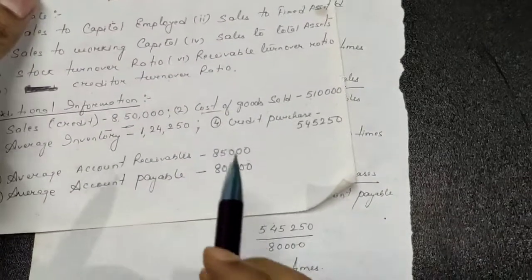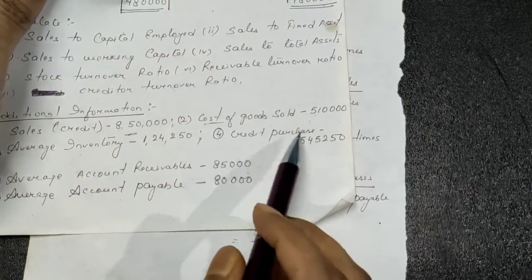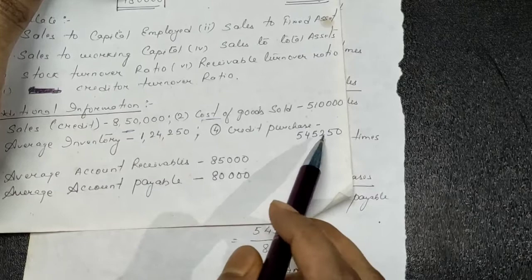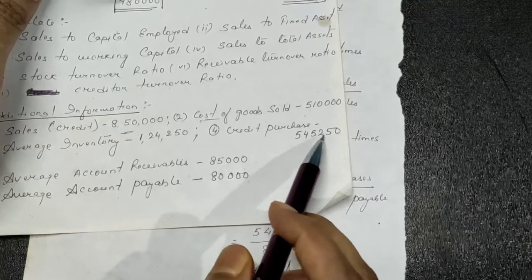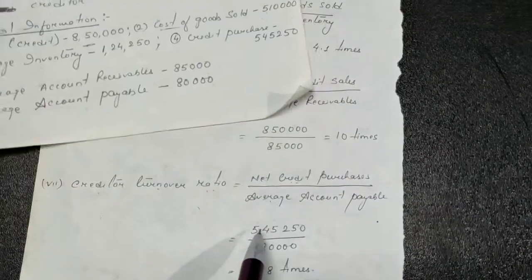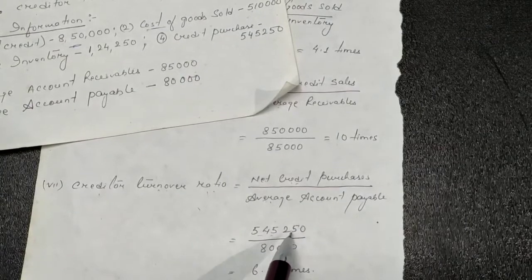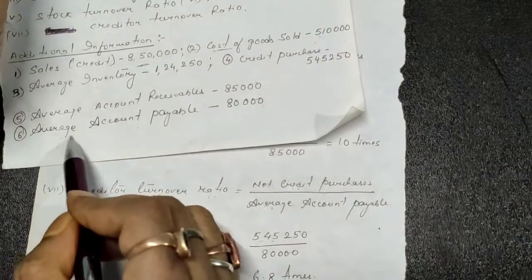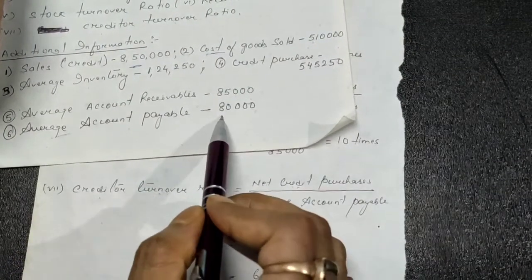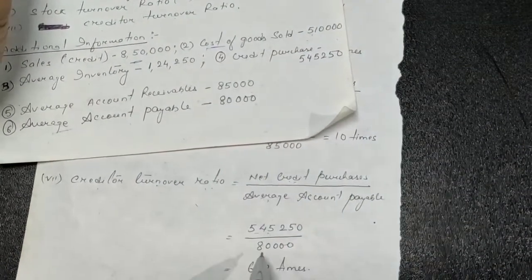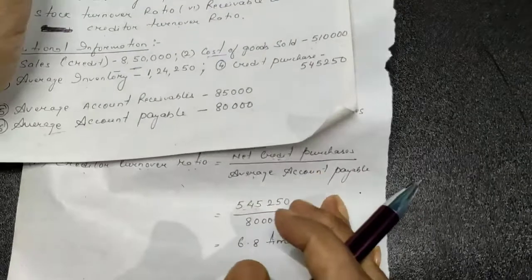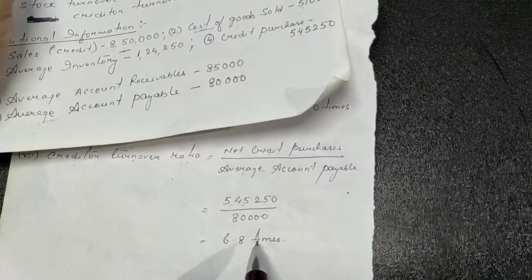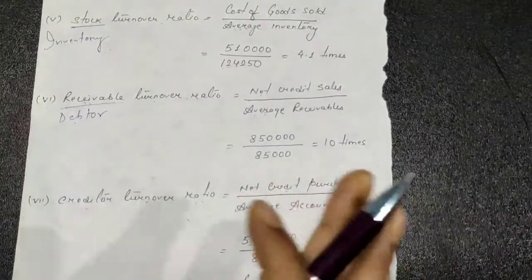Where it is, I will show you. Here you can see credit purchase is mentioned here, 5,48,250. So I have put here, you see, 5,48,250. And then what else you need? Average account payable. You can see here average account payable is mentioned here. What is the amount here? 80,000. So I have put the amount 80,000 here. So divide these two, you will get 6.8 times. So students, in that way the sum has been solved.